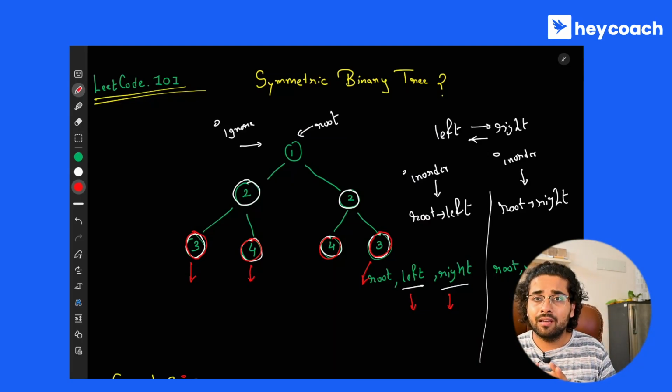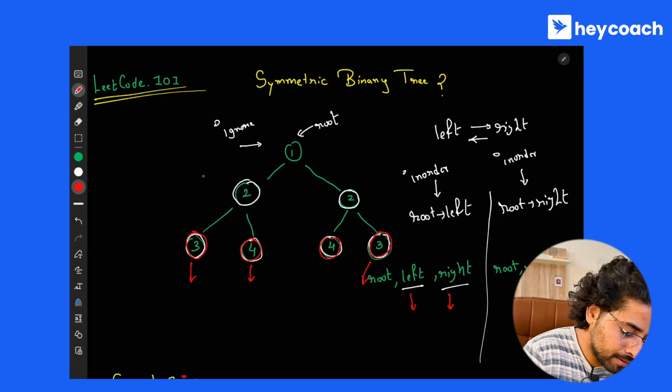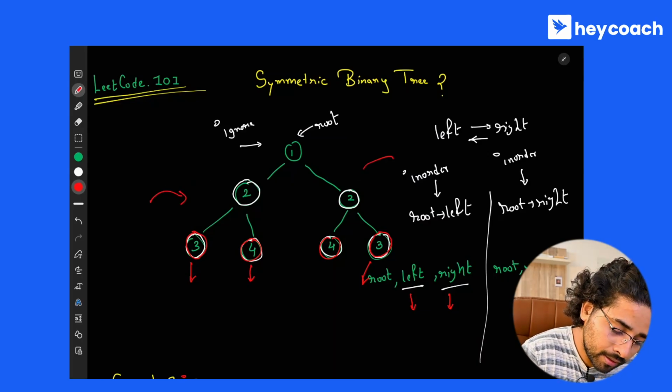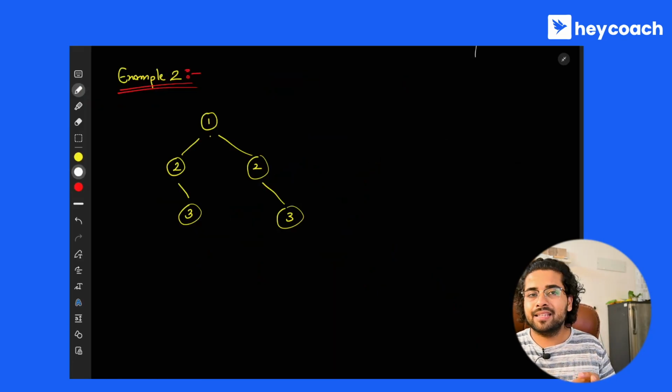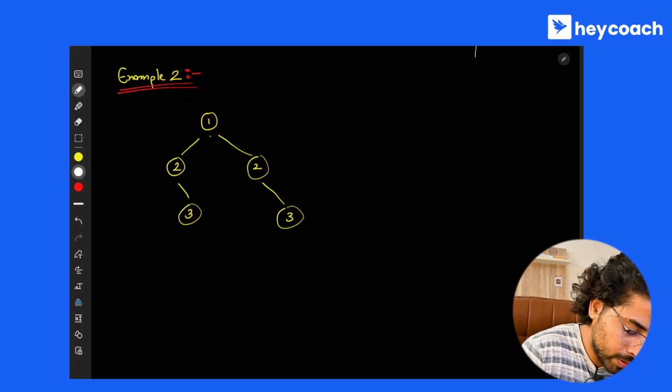If it is matching, that means that this whole left subtree and this whole right subtree, the values are in mirror position, or we can say that it is in a symmetric state. Let's take the second example and try to dry run on that.